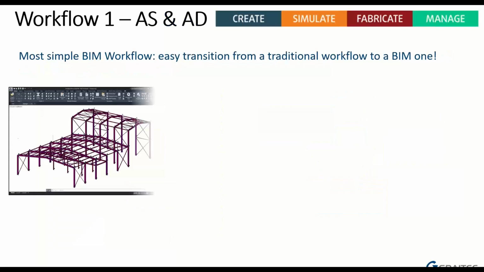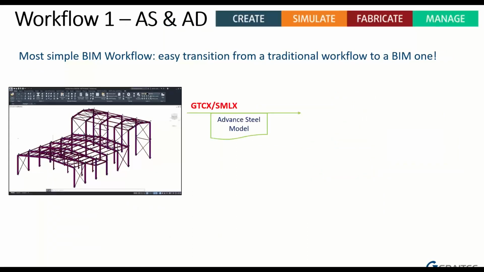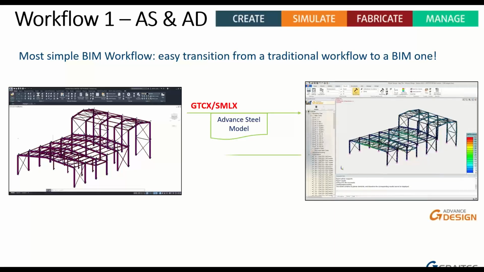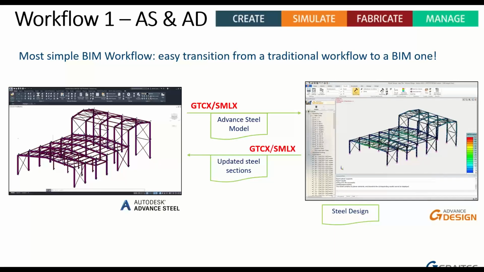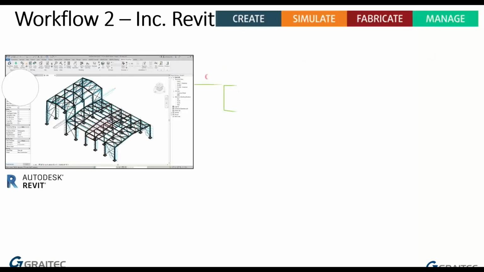Right, so just a quick overview about the workflow between Advanced Steel and Advanced Design. It's very similar to the Revit workflow as well, in that we use a common file extension, which is GTCX. We have previously used an SMLX, but that is slowly being replaced by the go-to choice, which is GTCX. This is a common file extension, which you would use to update the models and make any changes. So now let's go into the detail for this workflow with Revit then.